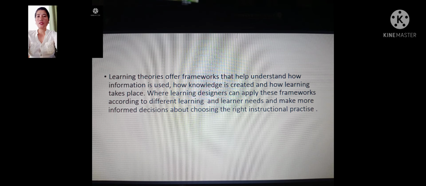So learning theories offer frameworks that help understand how information is used, how knowledge is created, and how learning takes place. Learning designers can also apply these frameworks according to different learning and learner needs and make more informed decisions about choosing the right instructional practice.